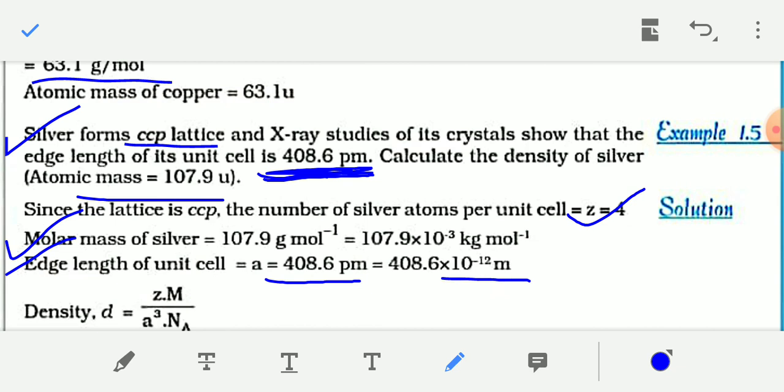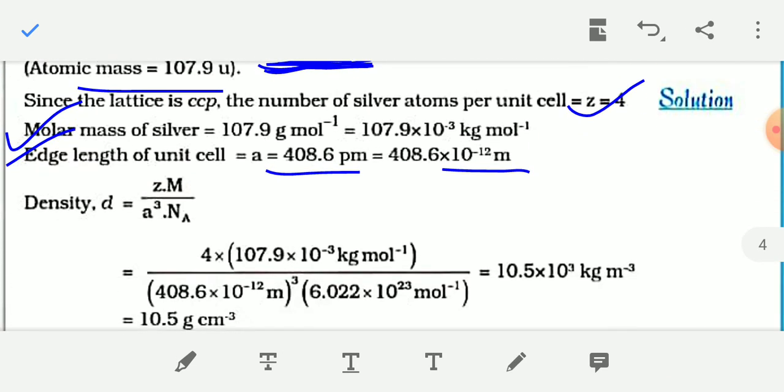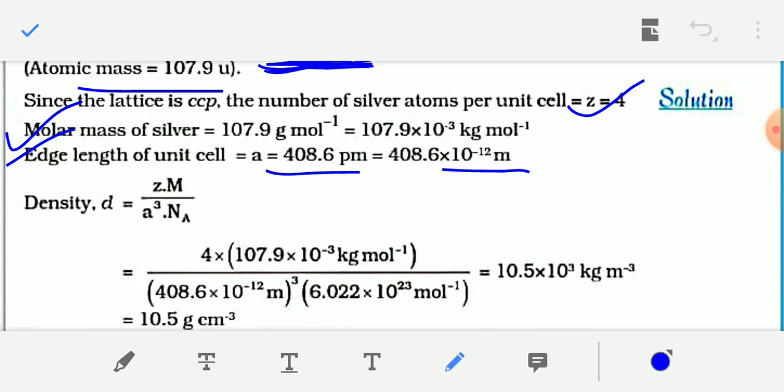You can also convert it into centimeter by multiplying by 10 to the minus 10. If you convert this 408.6 picometer into centimeter by multiplying by 10 to the minus 10, then you have to take the value of density in CGS unit. And now just calculate by putting in the values.